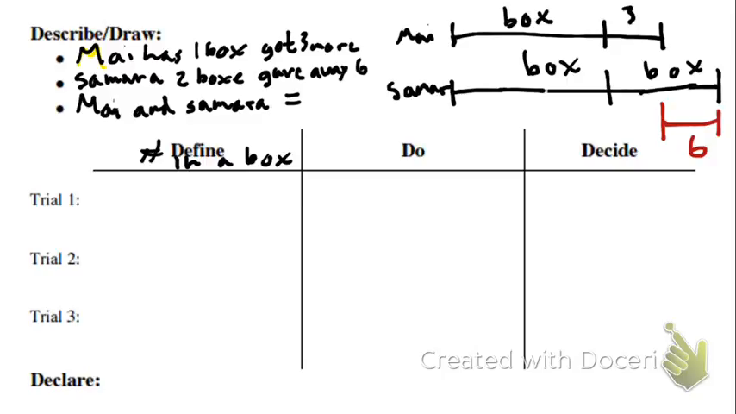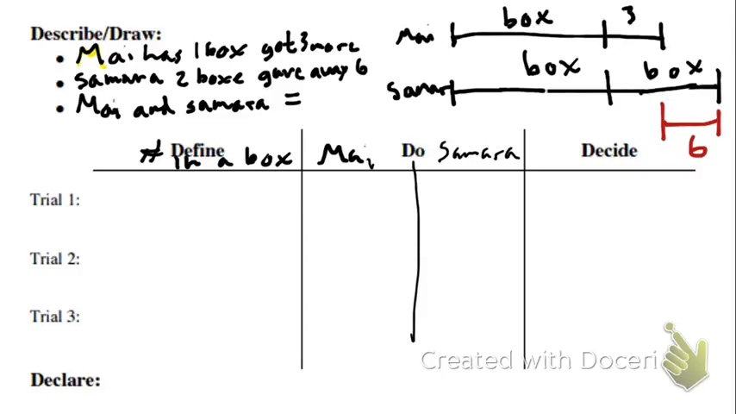Okay, now in our do, we're actually going to do something you guys haven't seen before. I'm going to break this up into 2 sections. We're going to have Mai on one end and Samara on the other. And we're going to break up the do section into 2 columns.